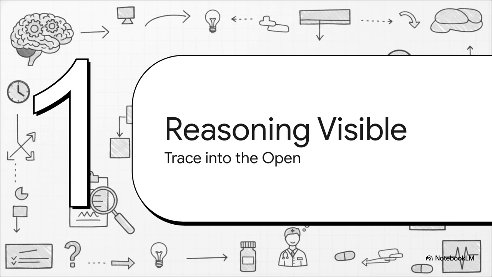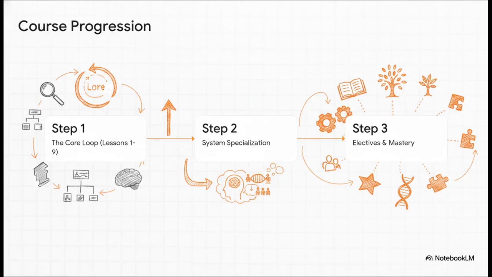Section 1. Making reasoning visible, or forcing the trace into the open. This material is super unique because it's built on a dual-track axis. It's tailored for both practicing clinicians refining their skills and the techies building medical AI who desperately need to see the underlying architecture of these medical decisions. Looking at how the course is structured, it builds completely from the ground up. Step 1 is the core loop, which covers the first 9 lessons, focusing on basic observation and biases. Step 2 scales things up to system specialization, encompassing lessons 10 through 13. And finally, Step 3 branches out into electives and mastery. The big takeaway here is that you absolutely don't scale up until your basics are flawless.